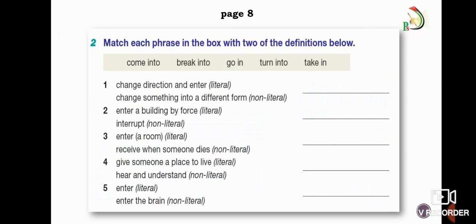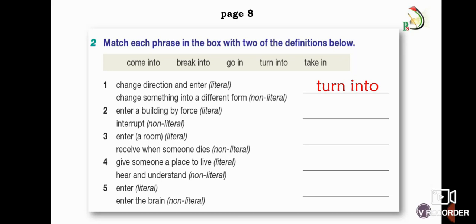Now, we have activity number 2, which is to match each phrase in the box with 2 of the definitions below. So, for each phrase, we have 2 meanings, literal and non-literal. You just have to read the meanings, match them with the correct phrase and write them down.